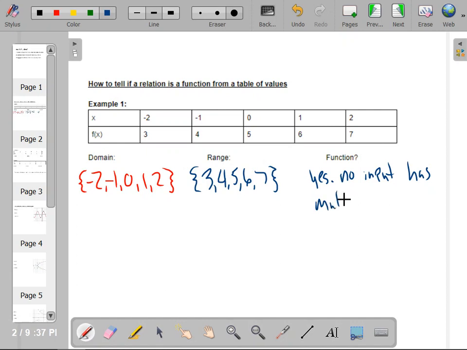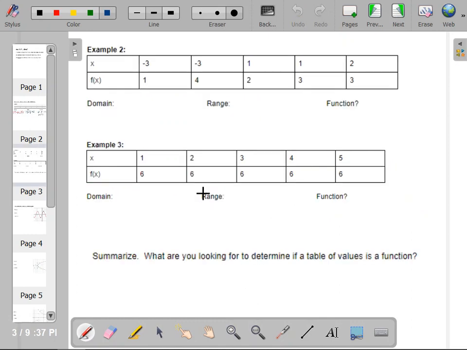You always want to very clearly explain why it is or is not a function. So yes, no input has multiple outputs. Basically no x repeat. If an x repeats, you got an issue. So in a table, we don't have any x repeats. Yep, it's a function. Let's try another one.